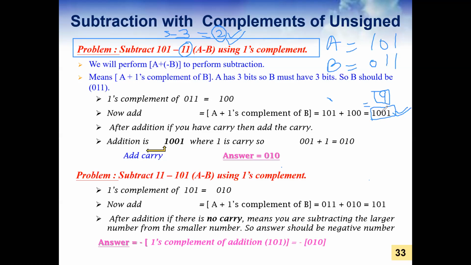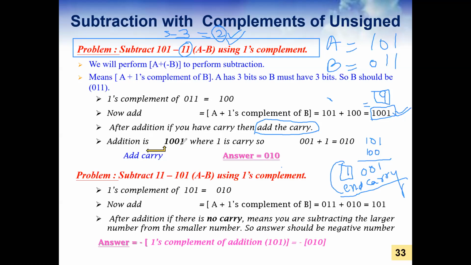And what is the rule? See, while I am adding these two numbers, 101, another one is 100, girls. So I just add them, 101, 100, and get 001 with 1 carry. So the rule says whenever you have an end carry, this is called an end-around carry, yani the carry which is coming at the end, there is a rule. Okay, what is the rule? Read here. After addition, if you have a carry, then add the carry. Where to add the carry?